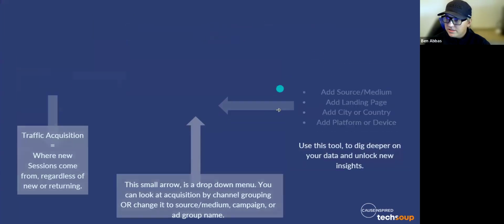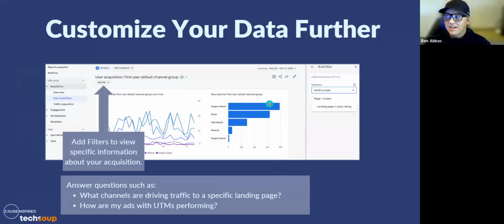Oh, and then you can customize your data further, adding filters to view specific information about your acquisition numbers. What you can answer via those filters is like, what channels are driving traffic to a specific landing page? Meaning, is our paid search driving people to the right page? Is our organic social, our Facebook posts, driving people to the right page, and what actions are they taking there? And then finally, how are my ads with UTMs performing, right?